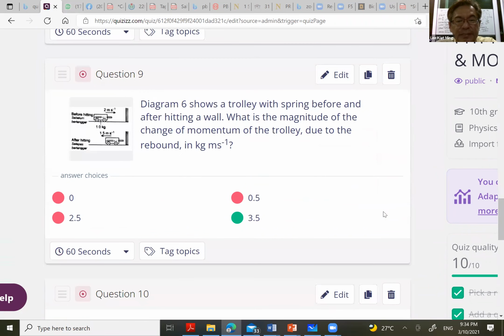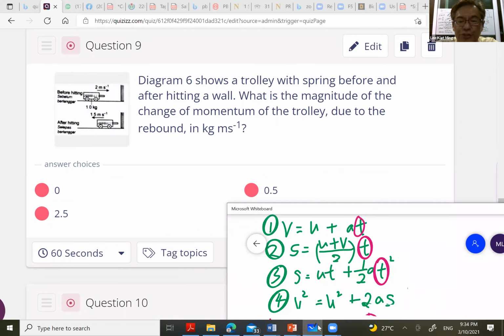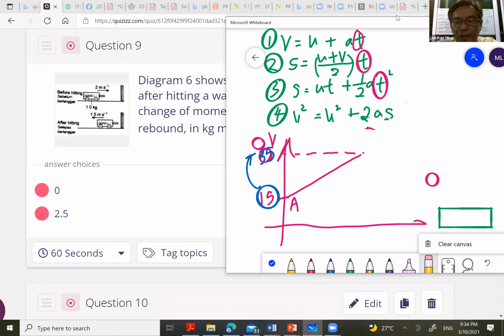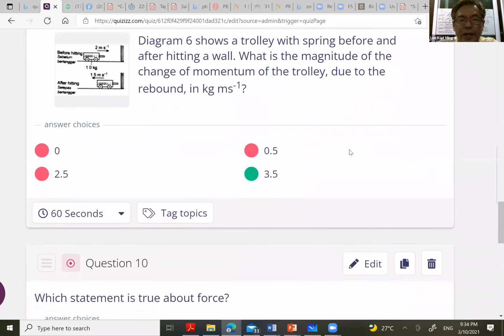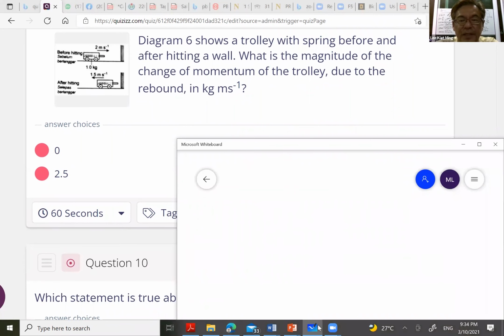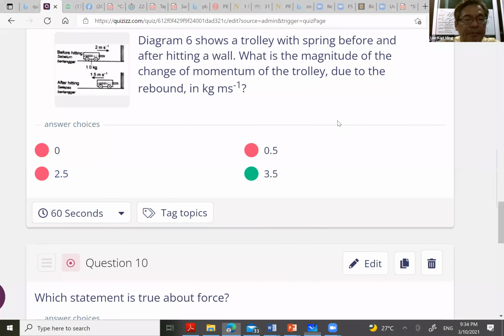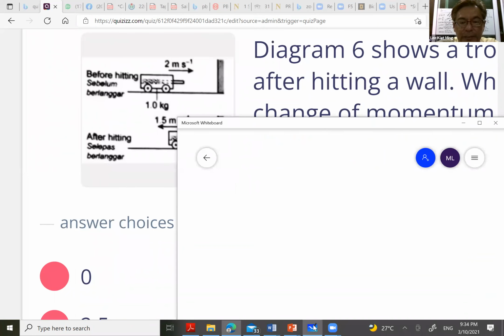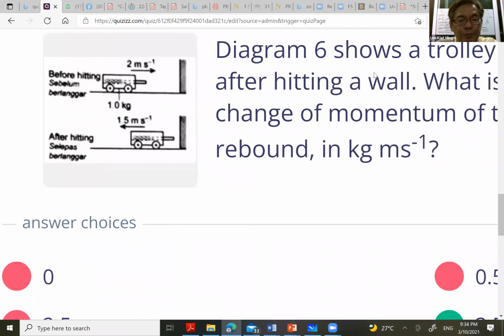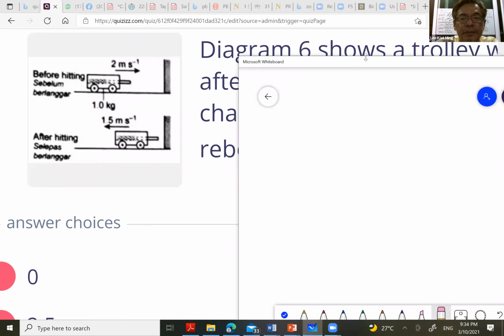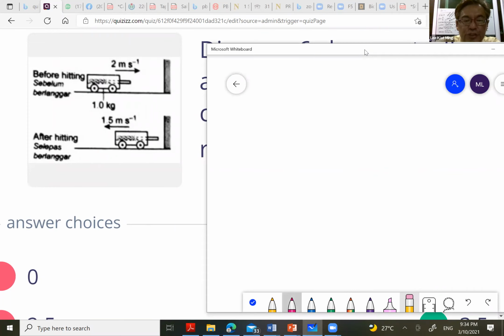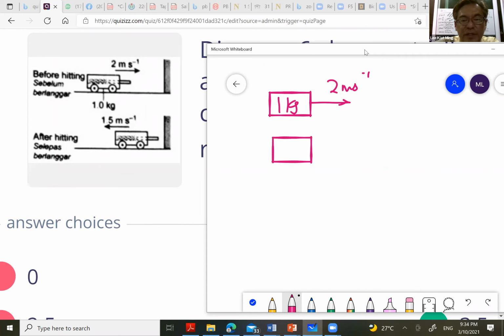And the next one is actually asking for impulse, the change in momentum. If you are very clear about this, you should not be trapped, because you know there is a positive and negative. Let's make the diagram bigger. The object with 1 kilogram is going to move to the right side with initial velocity 2, and then it will bounce back. How do I know it bounces back? It moves in the opposite direction. So this is going to be a V of 1.5.